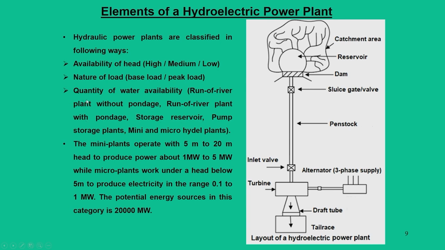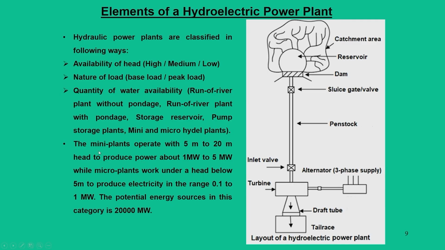The other way of classification is the nature of load, that is base load or peak load. That means whether the hydropower plant is designed for simple base load operation or is required to cater to the peak load, that is, at the time of demand it can give the excess power. So we call this the nature of the electric load, which is linked to the alternator, and this alternator is further integrated to the turbines.